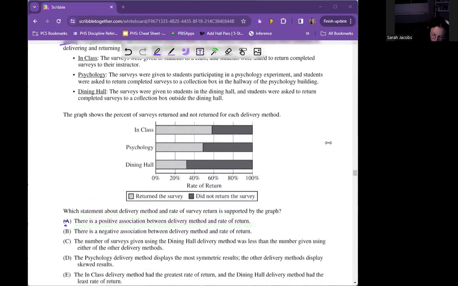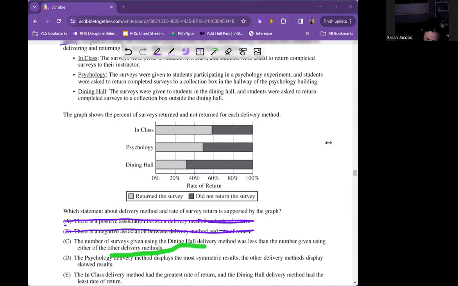This is not 2 variables. This is not a scatter plot. We're not talking about association. So that knocks out B as well. There's a negative association. Association is for quantitative. Positive and negative associations should be for quantitative variables, right? An X and a Y axis.